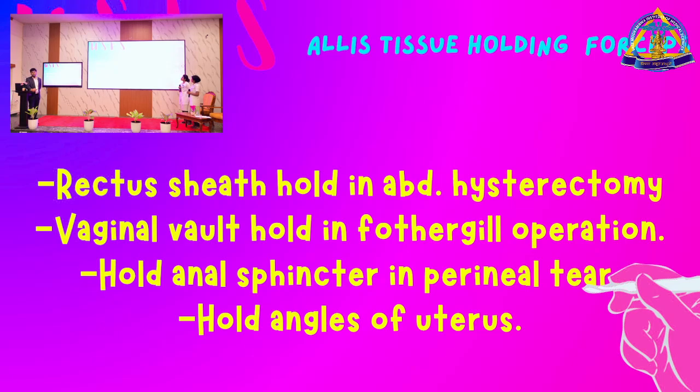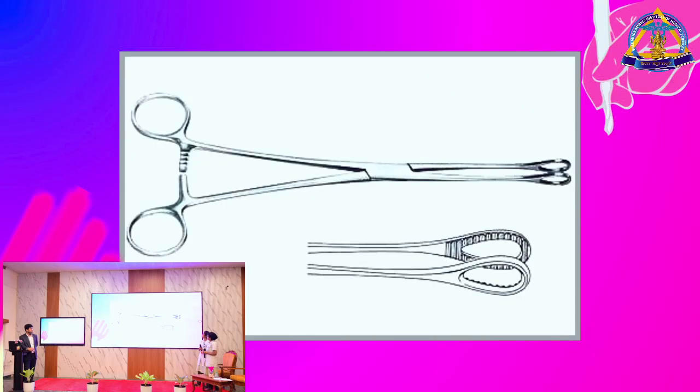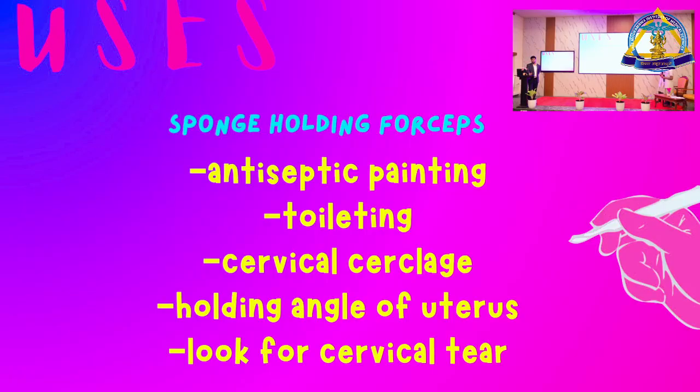In case of third degree and fourth degree tears, we have the tissues held with Allis forceps, and then suture. This is the sponge holding forceps which I mentioned just now. Uses are painting, toileting, and cervical tear repair also. How many Allis forceps do we require? 3 Allis. 4 Allis. In cervical tears we take 4 Allis.